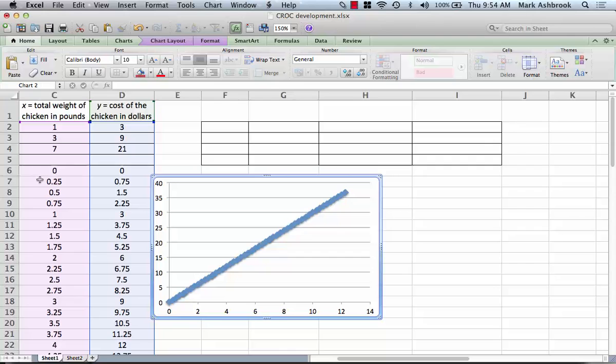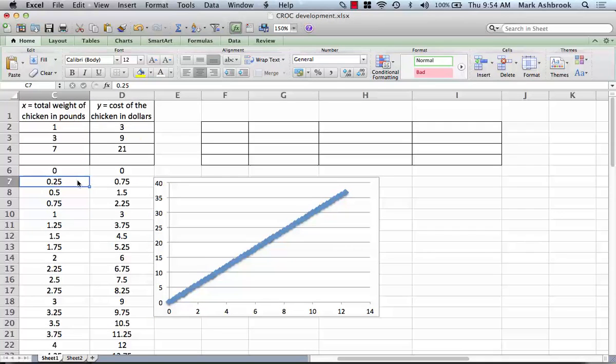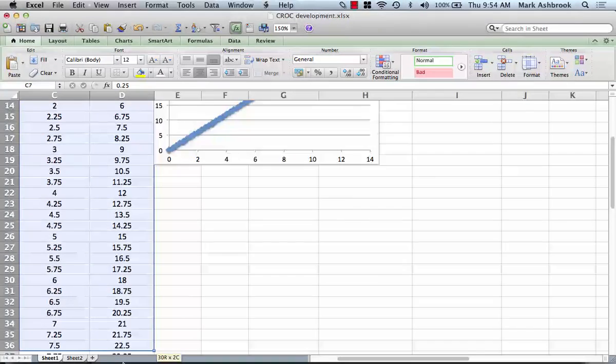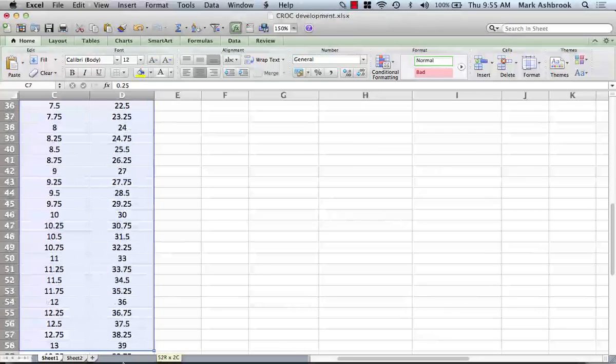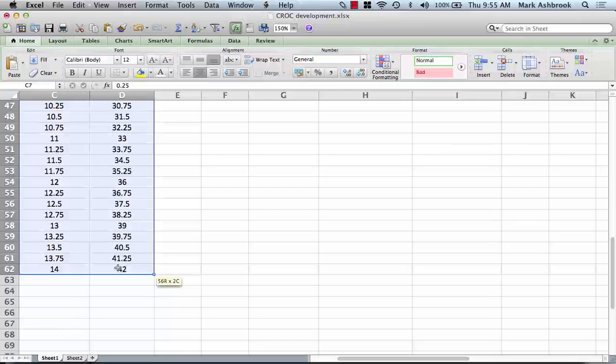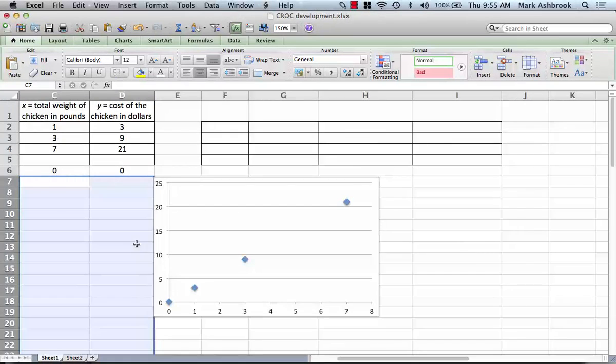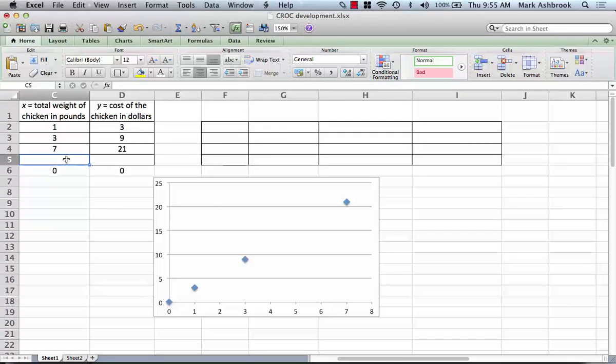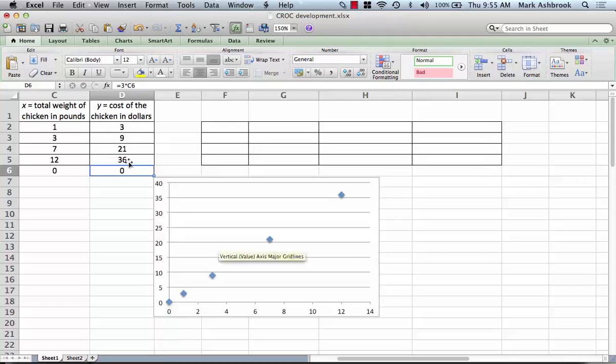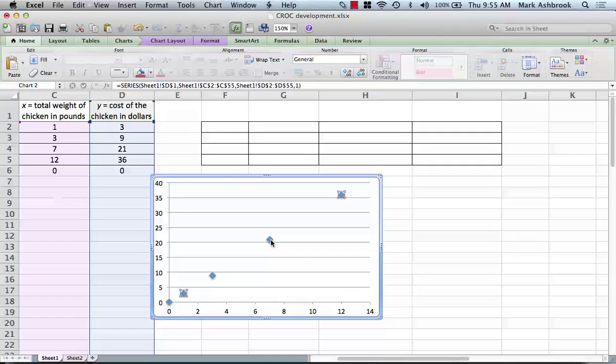Okay, so I'm going to take these off and let's just figure that out. All right, and let's do 12. And 12 pounds costs how much? 36. All right.